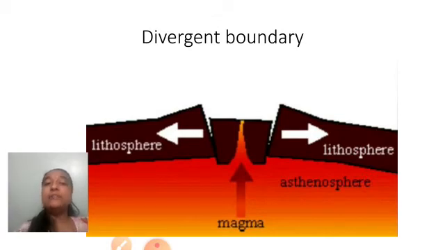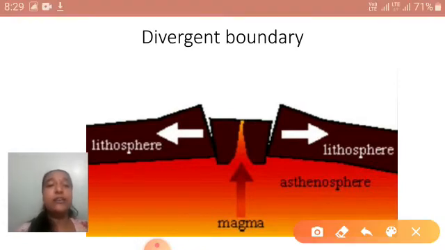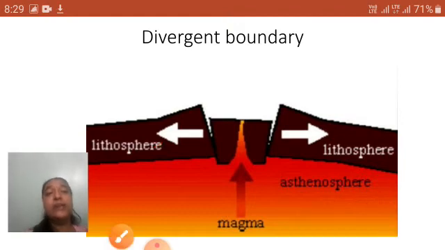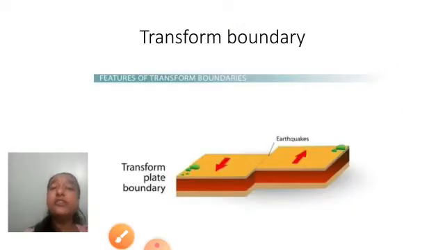Next comes the divergent boundary. As per this divergent boundary, the landmass moves away from each other. You can see there are 2 landmasses here which are moving away: this is one landmass and this is another landmass moving away. And next comes the transform boundary, where one landmass moves horizontally or upwards and another landmass moves downwards.